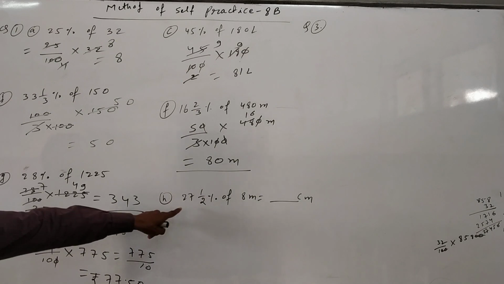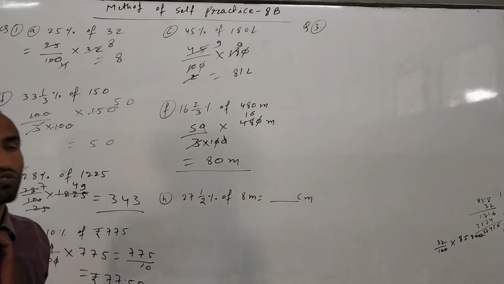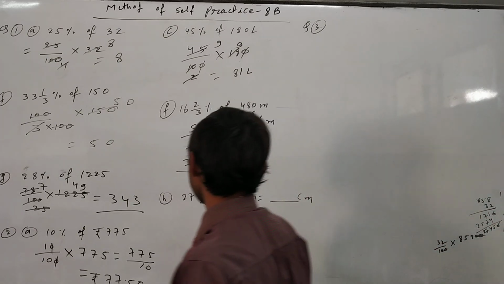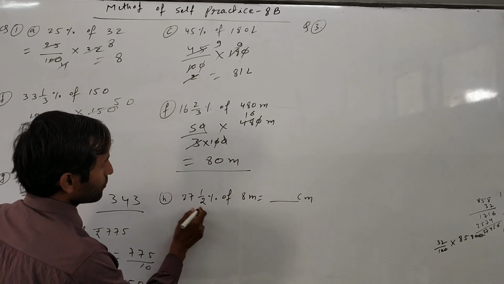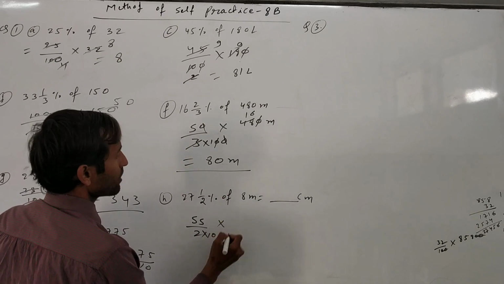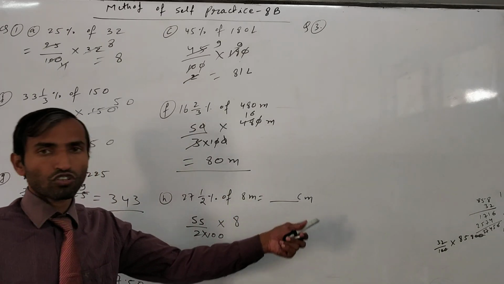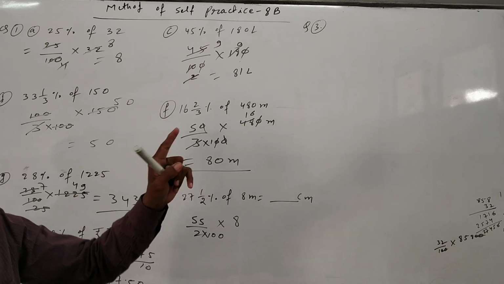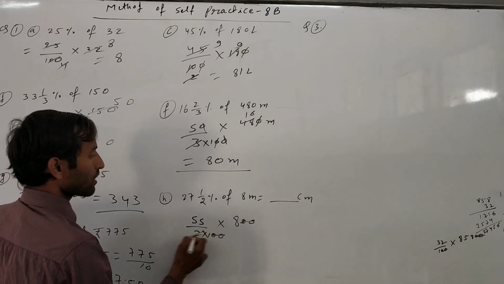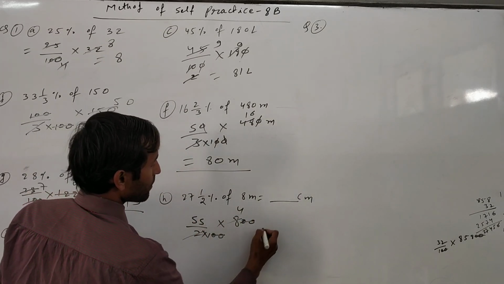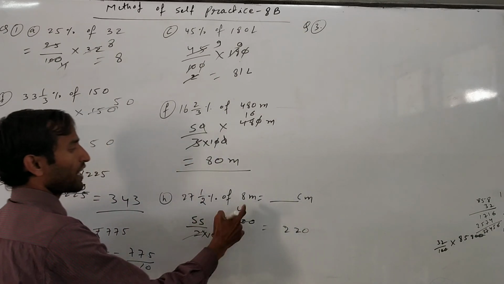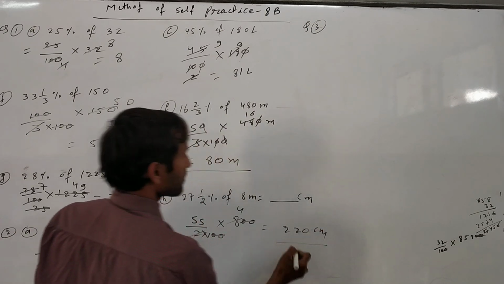Okay. Now in part H, 27 1/2%, that is 27.5%, is given and 8 meter. First of all remove this mixed fraction, it will come 55 upon 2%. In place of percent write 100, and of means multiply 8 meter. But the question is asking for centimeter. In 1 meter there are 100 centimeter, so 8 meter will be 800 centimeter. So 2 will cancel out. By the 2 table we can cancel 8 also. And now if we multiply it will come 220 centimeter. So 55 fours are 220 centimeter. This is the answer.